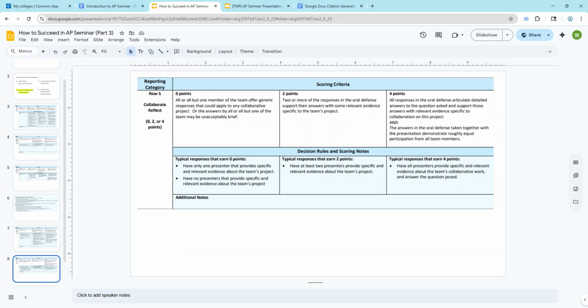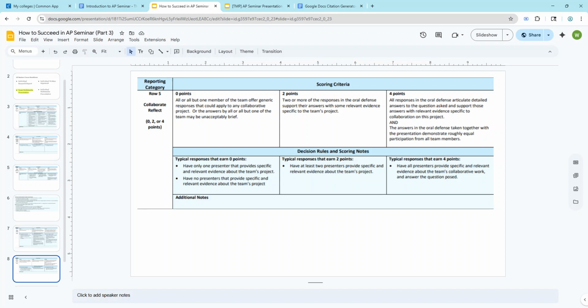Now let's look at row 5. Collaborate and reflect. 4 points. All responses in the oral defense articulate detailed answers to the question asked and support those answers with relevant evidence specific to collaboration on this project. And the answers in the oral defense, taken together with the presentation, demonstrate roughly equal participation from all team members. Typical responses that earn 4 points have all presenters provide specific and relevant evidence about the team's collaborative work and answer the question posed. So row 5 is all about the oral defense.